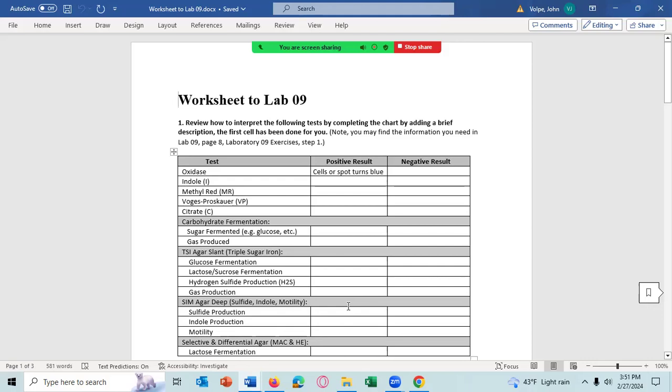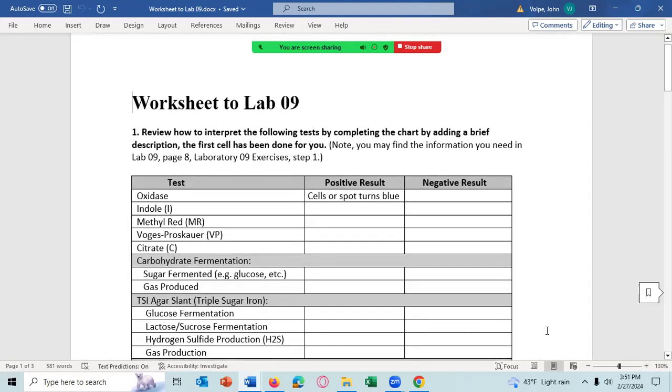So the first question on the worksheet is to fill in this table. I've done the very first cell for you in the oxidase test. Let me blow that up so I can read it better. A positive result of oxidase positive, the spot where you put the reagent turns blue. The negative would be obviously not that. Okay. And then fill in the positive and negative result for all of these different tests, the indole, the methyl red, the VP, the citrate.